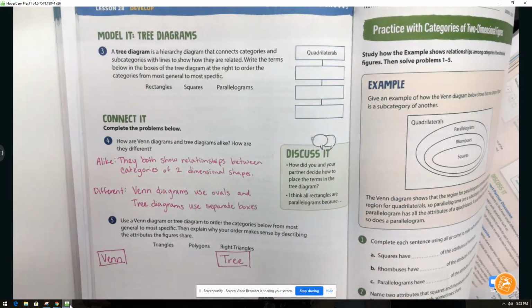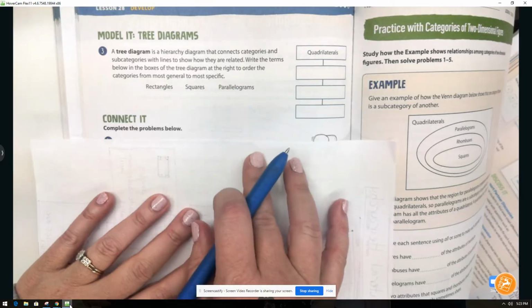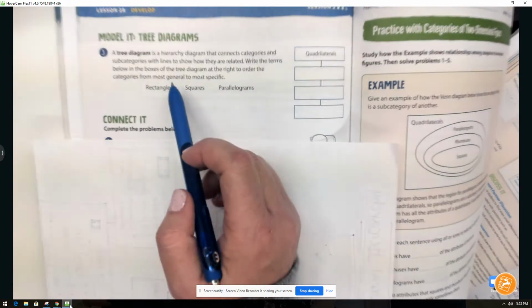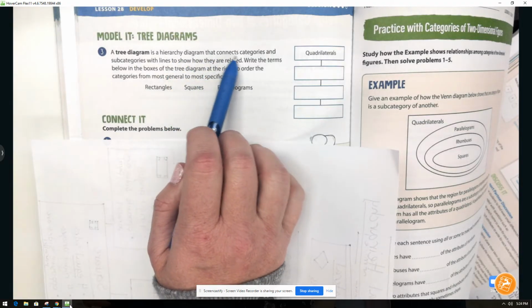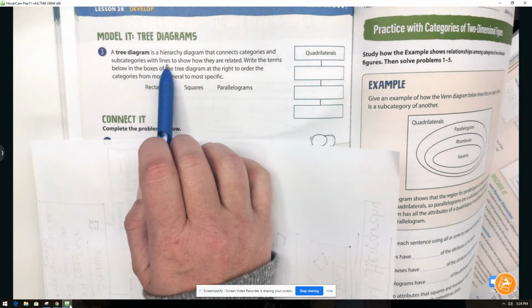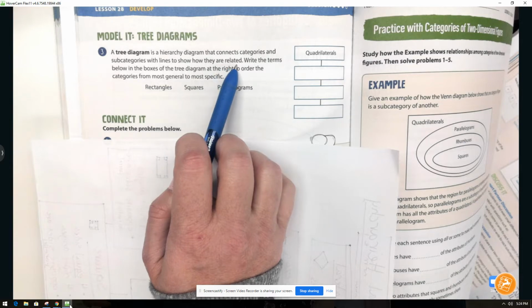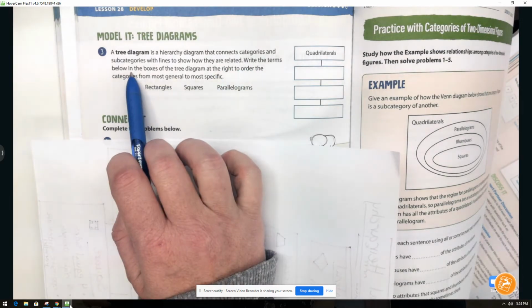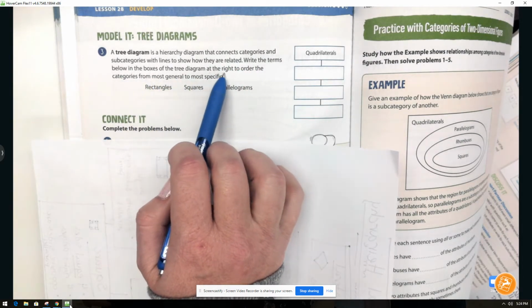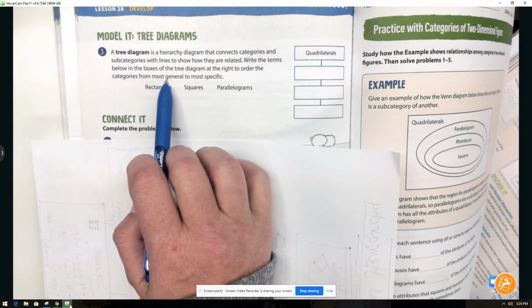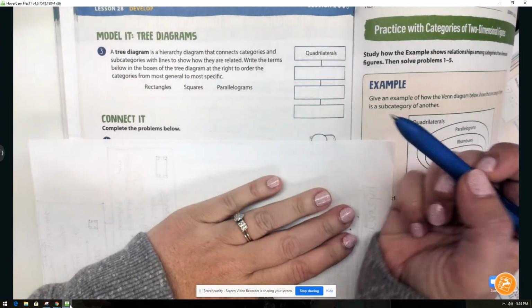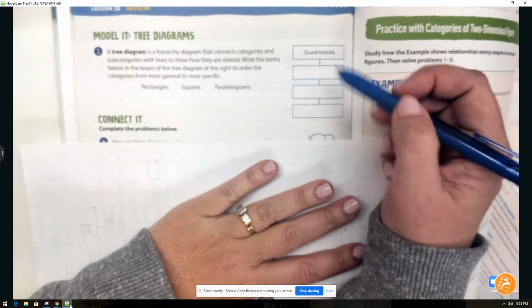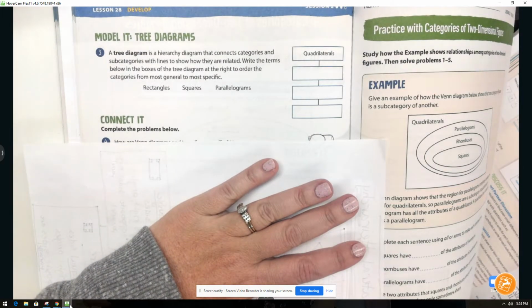All right, on page 580, we're going to learn about a tree diagram. Now, I already showed you my example of a tree diagram, but a tree diagram is a hierarchy diagram that connects categories and subcategories with lines to show how they are related. Write the terms below in the boxes of the tree diagram to the right to order the categories from most general to most specific. Now, this time, I think we'll go from the bottom up, starting with the most specific.